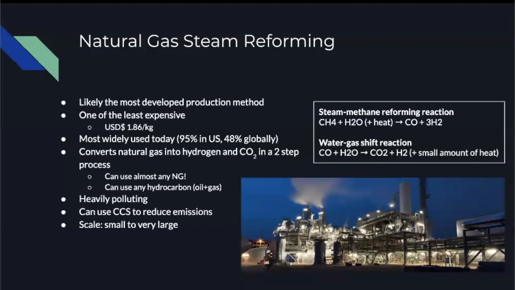As this is a fossil fuel dependent production method, there are clear and significant greenhouse gas and other pollutant emissions from this method. The emissions can be partially negated by incorporating a carbon capture and storage system into the production plant. Steam reforming can be used at a wide scale of production, from very small plants up to extremely large plants that produce over 500,000 kilograms of hydrogen per day. The image on the right is a photo of a very large-scale Air Liquide hydrogen plant.